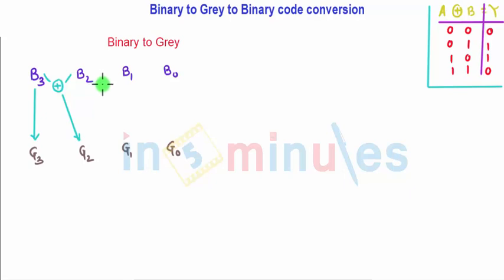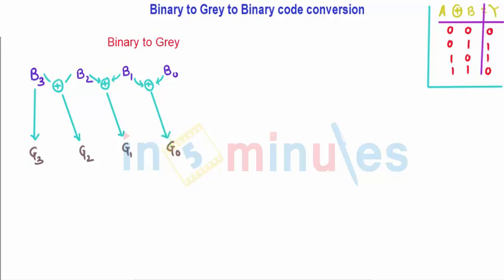A similar operation will be performed for the XOR operation between B2 and B1, and the output is nothing but your bit G1, and at last B1 XOR with B0 will give you G0.